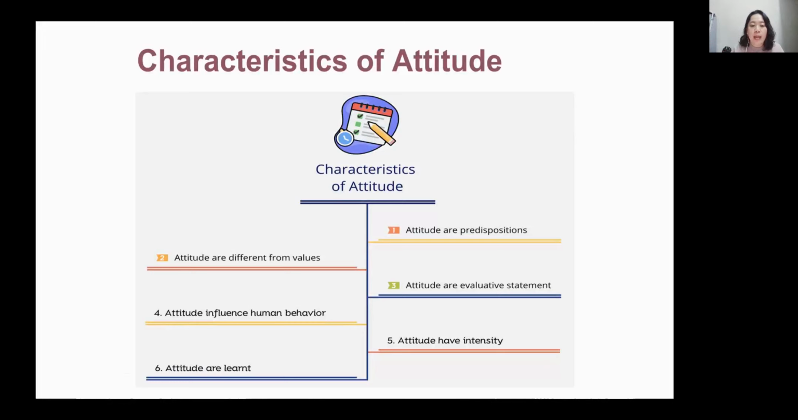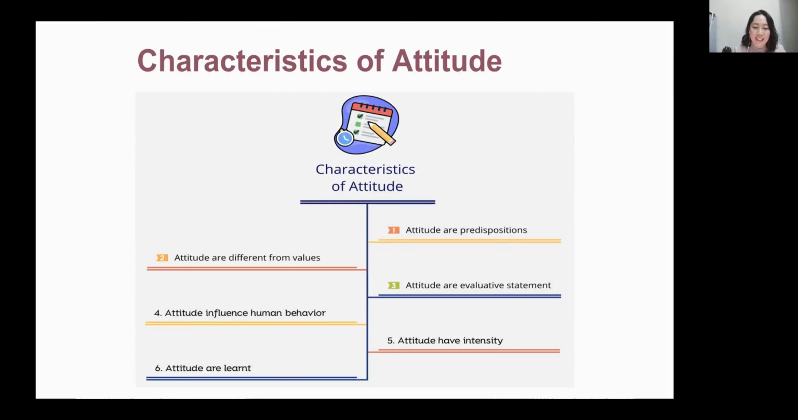Third one, attitudes are evaluative statements, either favorable or unfavorable, concerning objects, people, or events. The fourth one, attitudes influence human behavior. Pay more attention to this. Positive attitudes toward a thing will influence human behavior towards the thing favorably, and vice versa. It refers to the strength of the affective component. For example, we may dislike an individual, but the extent of our disliking would determine the intensity of the attitude towards the person.